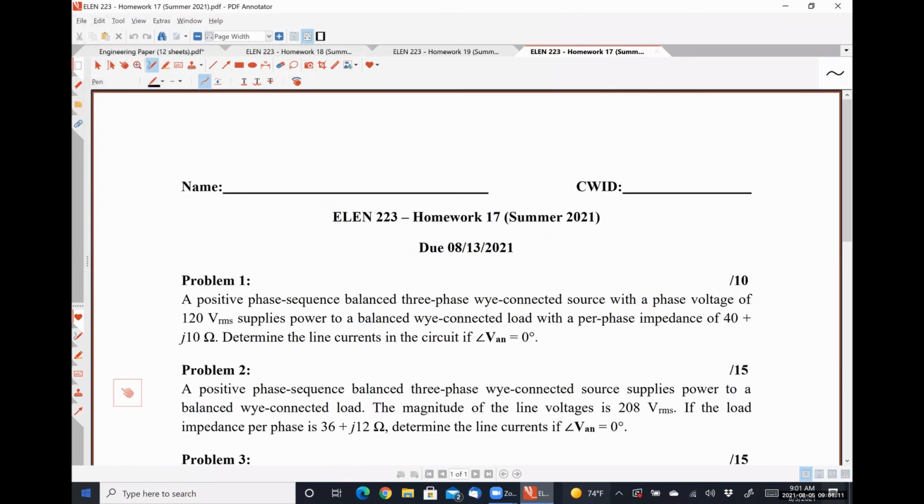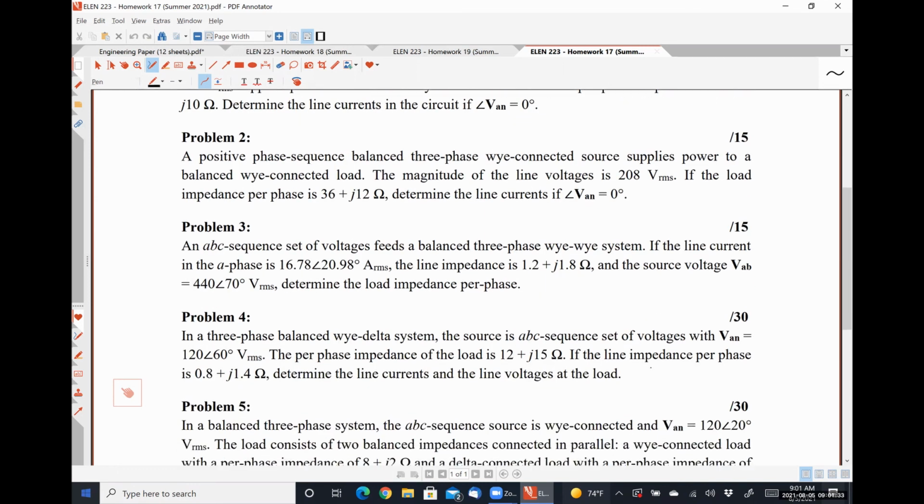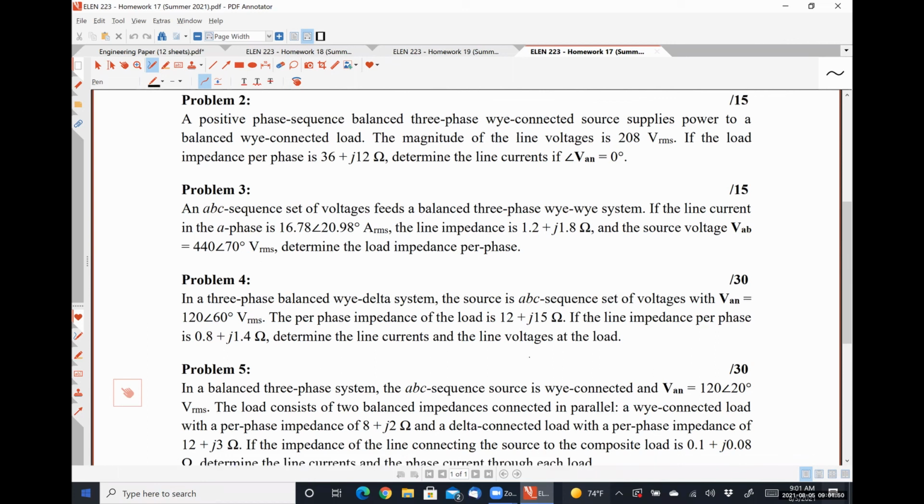Let me look at the first set real quick. So problem 1, we have a Y connected source, Y connected load. There are no line impedances to worry about, and we just want the line current, so that's going to be real easy. And I think we did something pretty similar to that in class as well. Problem 2, Y connected source, Y connected load. We have a magnitude of line voltages. We have load impedance per phase, and we want the line currents. So I think we did something very similar to that in class also.